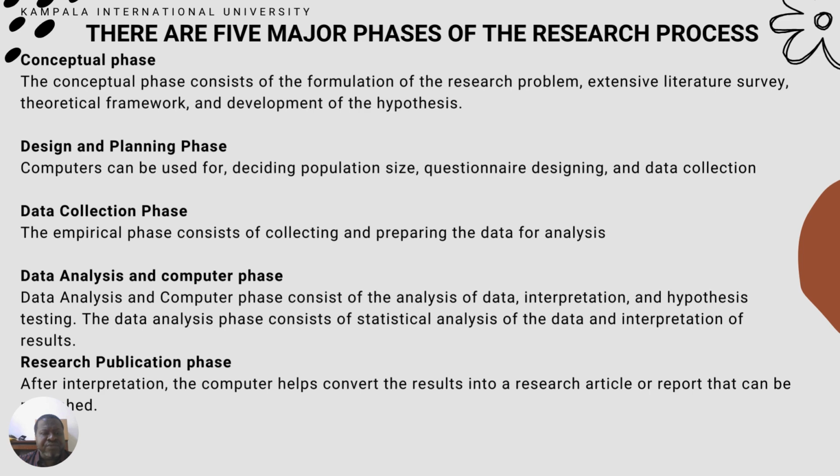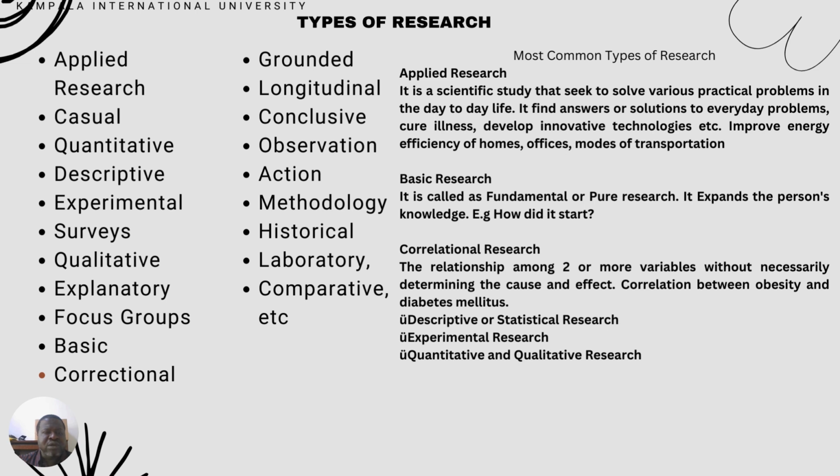And then move on to the research communication phase, where you have to make the result of that research endeavor public so that other people can have access to it. The next thing we're about to talk about is types of research. There are so many types of research that one can always embark on. Starting from applied research, causal, quantitative, descriptive, experimental, survey, qualitative, up to comparative research. These are the types of research that one can embark on.